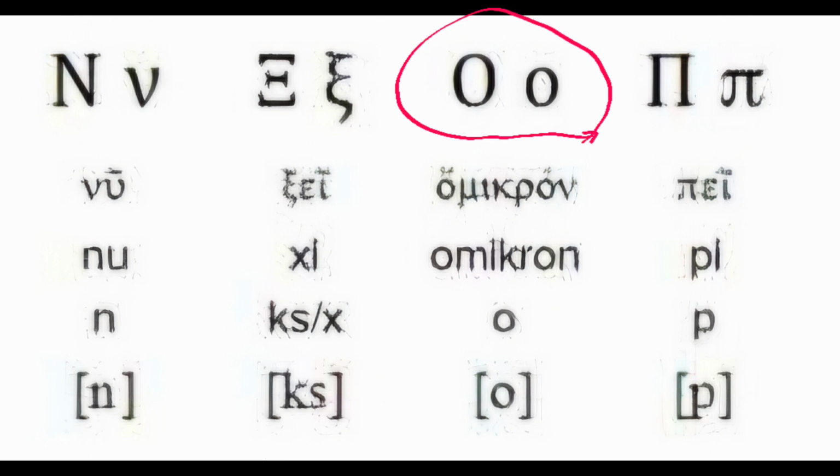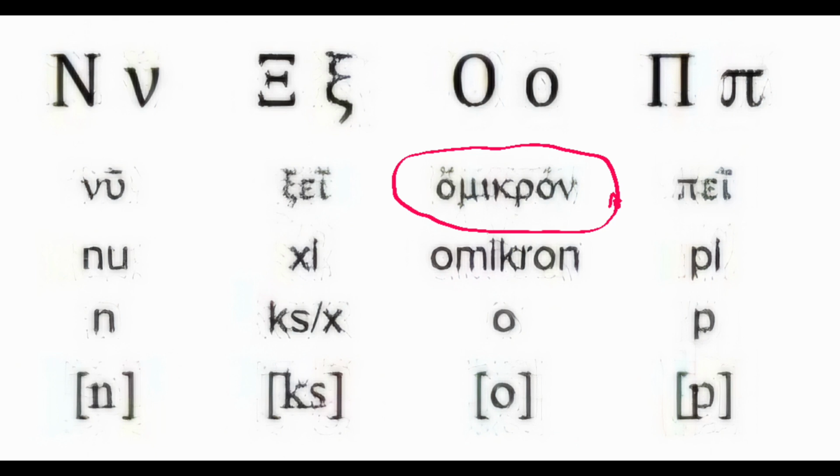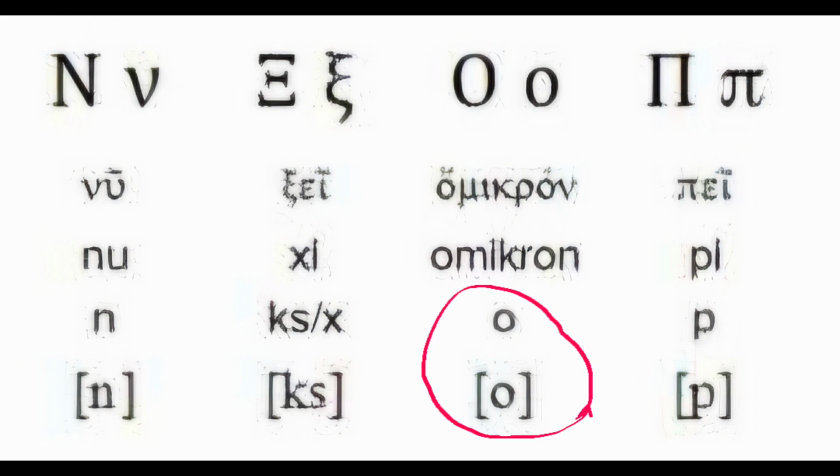The next letter, omicron, has recognizable shape of O, and it's spelled omicron, mu, iota, kappa, rho, omicron, nu. And so there would be omicron, and it has the sound of an O.